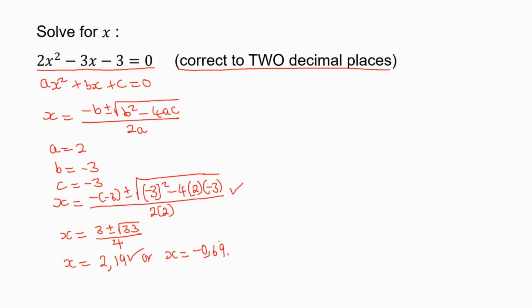Okay, the answer is what? X is equal to 2,19, or x is equal to negative 0,69.